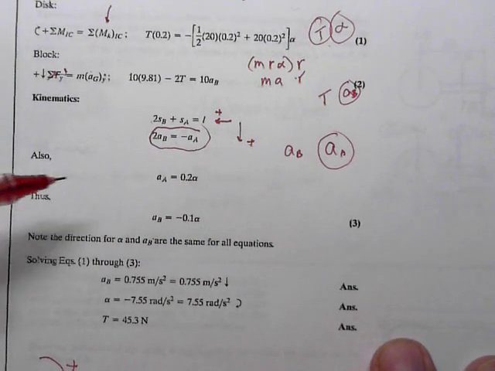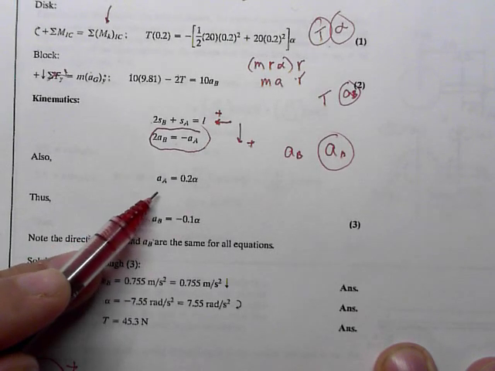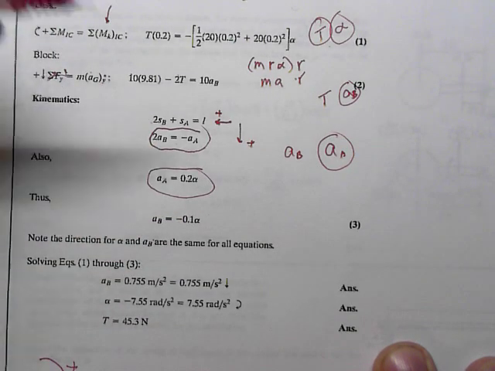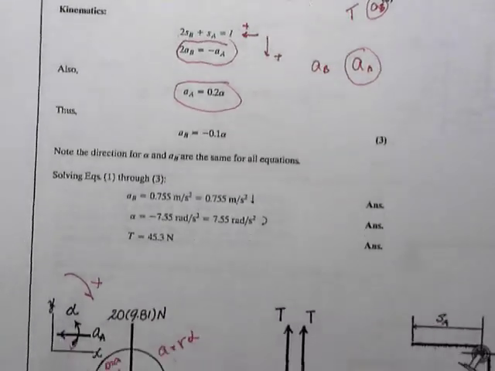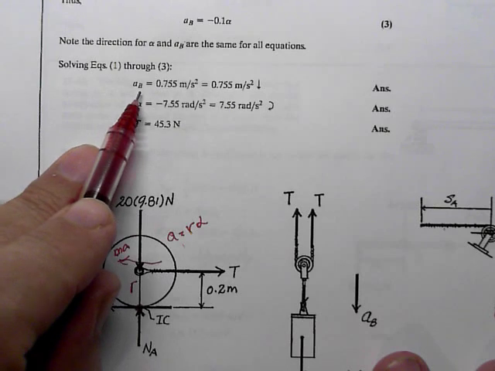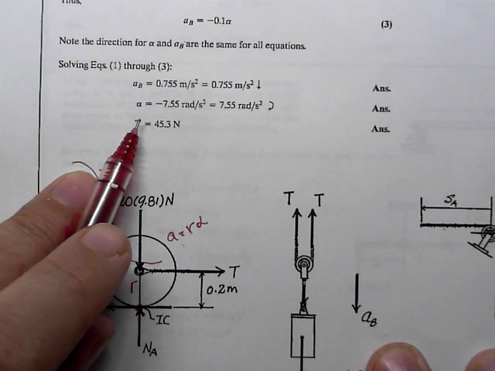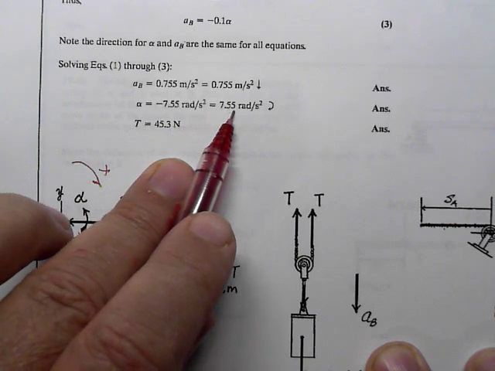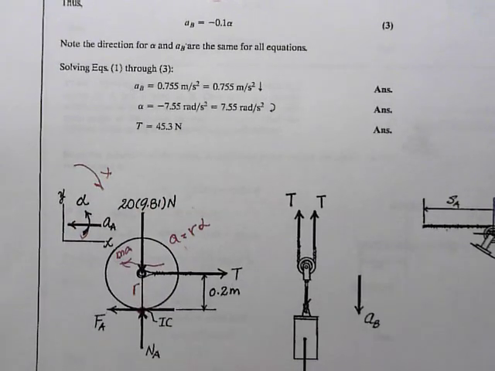But we also can say that the acceleration of the center of the wheel is the wheel radius times alpha. That's a kinematic equation. A is equal to r times alpha. This is now our 4th equation, bringing in acceleration and alpha, no new unknowns. And so we can solve all of these equations for these unknowns, and we come up with the acceleration of B as 0.755. We get that alpha is equal to 7.55 radians per second squared, and we get a tension of 45.3 newtons.